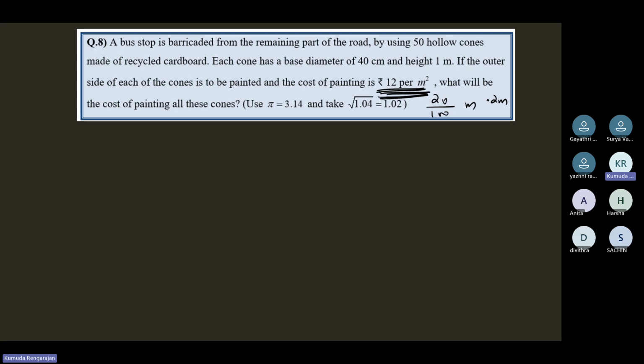The outside of each of the cones has to be painted, and the cost of painting is given to you. For 1 meter square, 12 rupees. 2 meter square, 24 rupees. 3 meter square, 36 rupees. What will be the cost of painting all these cones? Use pi as 3.14, and when you work, you will come across square root of 1.04. That value is given to you, 1.02.